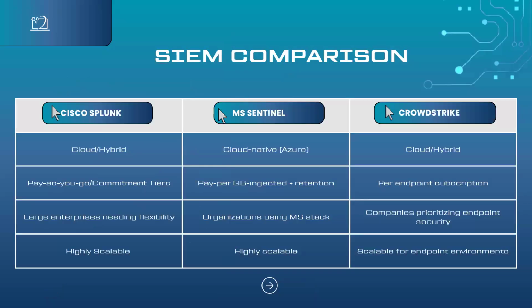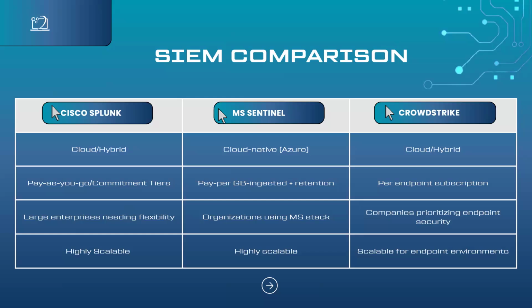Yeah. So now we're gonna compare 3 very popular things: Splunk, Sentinel, and CrowdStrike. So Cisco Splunk is, I think, the most popular. It's also like the most expensive. It's cloud and hybrid. I think since it's Cisco, it'll put a big emphasis on cloud, but it can be hybrid.